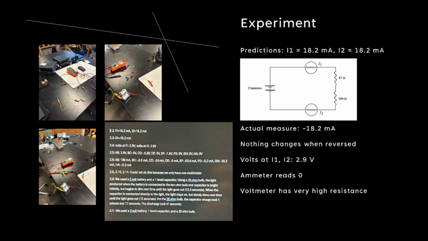So, experiment predictions. My group calculated that the current of the first and second item would be 18.2 milliamps. And yeah, the jury's out on whether that's correct or not. The actual measure that we got, I believe to be, is negative 18.2 milliamps, which is an odd one, to say the least. Then there were a whole ton of different questions that I'll just try and run through quickly one by one.